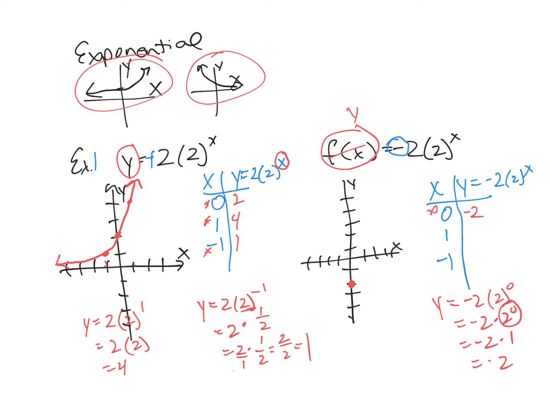Okay? So now let's look at when it's 1. So we have y equals negative 2 times 2 to the power of 1. So y equals negative 2 times 2. So y equals negative 4. So we're going to plot that point: 1, negative 4. 1, 2, 3, 4. Again, I'm going to erase these so you don't get confused.